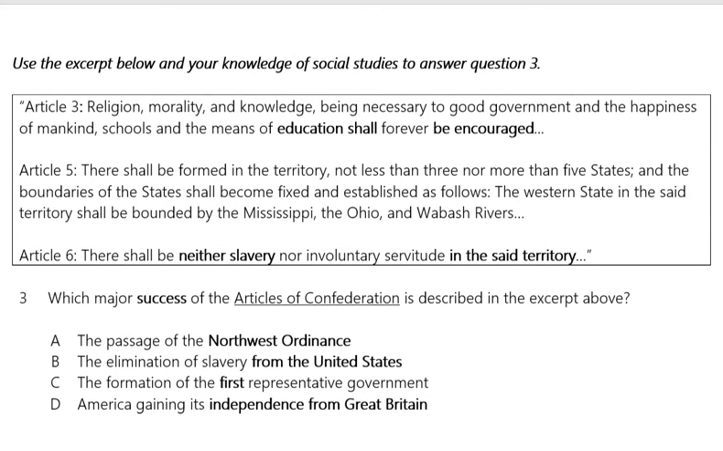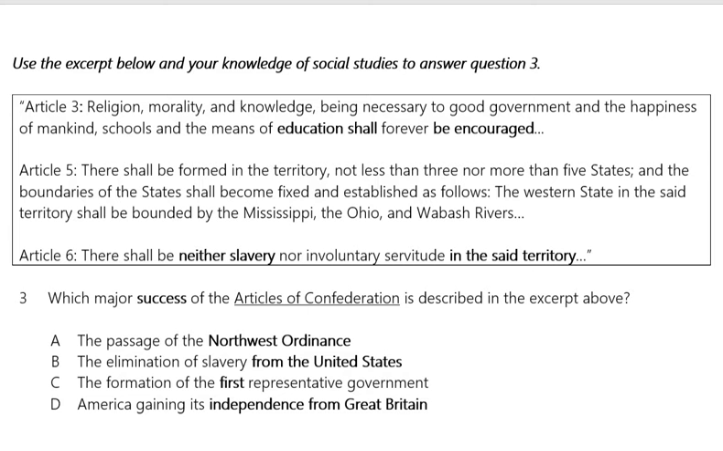Question number 3. Use the excerpt below and your knowledge of social studies to answer question 3. Article 3. Religion, morality, and knowledge being necessary to good government and the happiness of mankind, schools, and the means of education shall forever be encouraged. Article 5. There shall be formed in the territory not less than 3 nor more than 5 states, and the boundaries of the states shall become fixed and established as follows. The western state in the said territory shall be bounded by the Mississippi, the Ohio, and Wabash rivers.